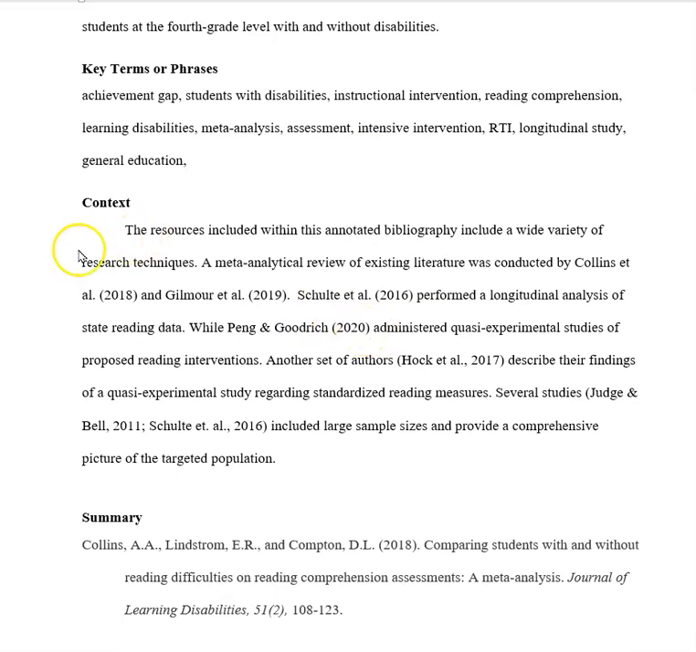All right, the next part is the context. And the context is very important because you've got to understand that it's T-E-X-T, not content, T-E-N-T. This is not about what the sources said. This is about how the sources gathered their information. So you want to say the type of study.